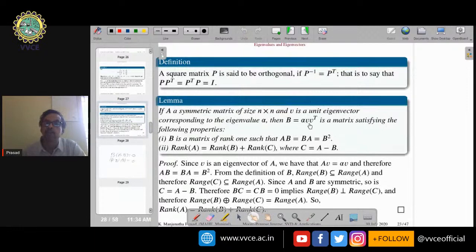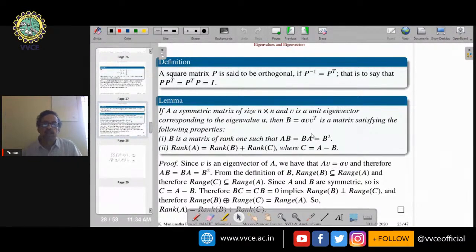So given a symmetric matrix, you can have such a matrix B. Okay, you can write A is equal to B plus C, where C is equal to A minus B, and rank of A is equal to rank of B plus rank of C. Let us look into the proof very quickly. This V is an eigenvector. I told you earlier it exists. Okay, you can't say that for this symmetric matrix there is no real eigenvector. There exists a real eigenvector, and AV is equal to alpha times V.